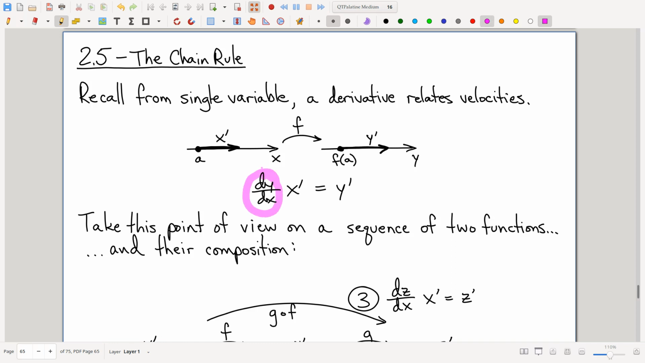A derivative is a factor that you multiply by an input velocity to get an output velocity. So yes, it's also a slope. Yes, it's also a blah, blah, blah. Right? But this is the way I want to think of it here. Make sure you're comfortable with this. A derivative is a multiplicative factor. It's what you multiply by input velocity to get output velocity.